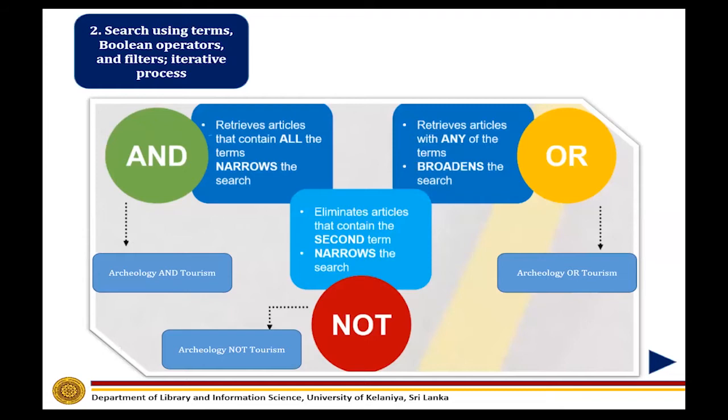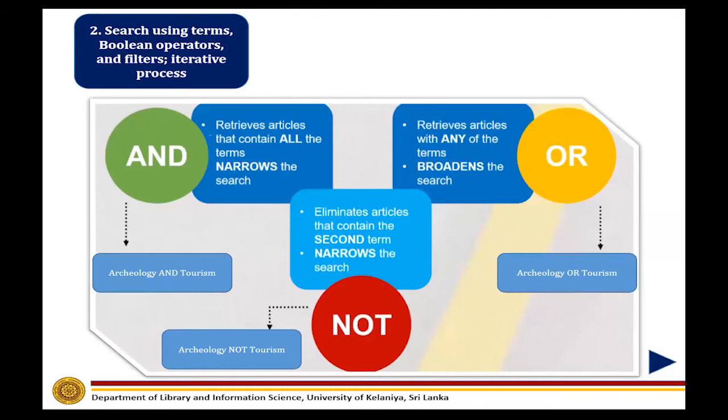I expect from my online searching, I will be able to retrieve articles that contain all the terms. That means archaeology and tourism together, right? So that's why we use the AND term in order to narrow down our search results. Just simply imagine that when you search Google Scholar or maybe databases, the first time you search your key terms, you may end up with 4-6 lakhs of search results, right?